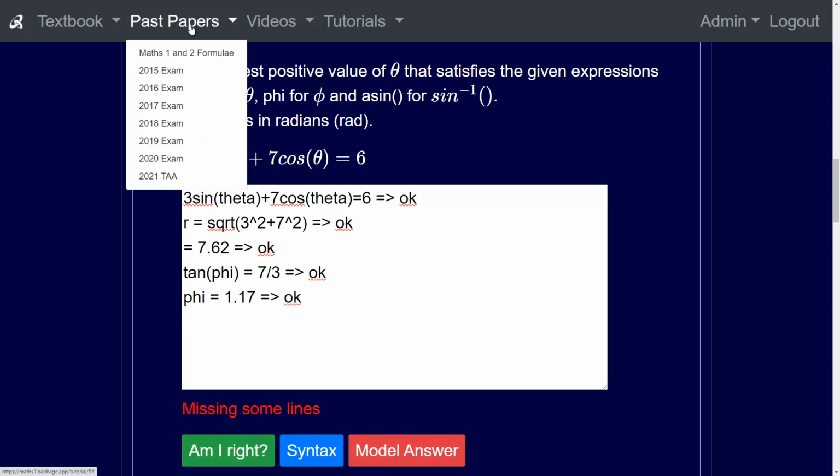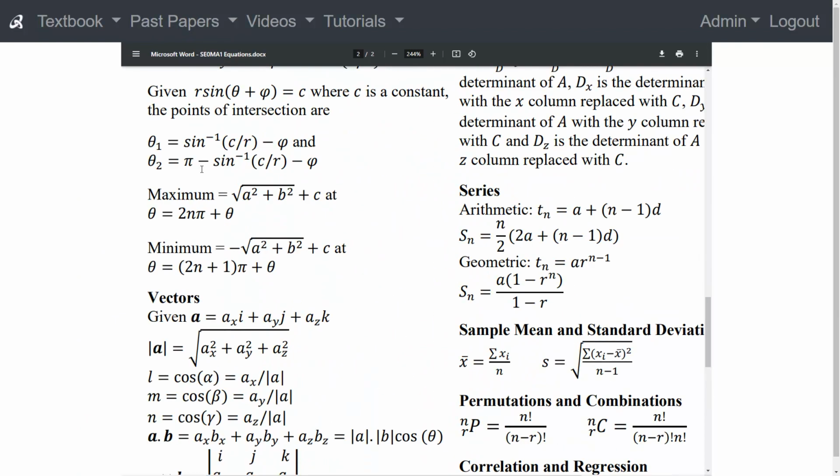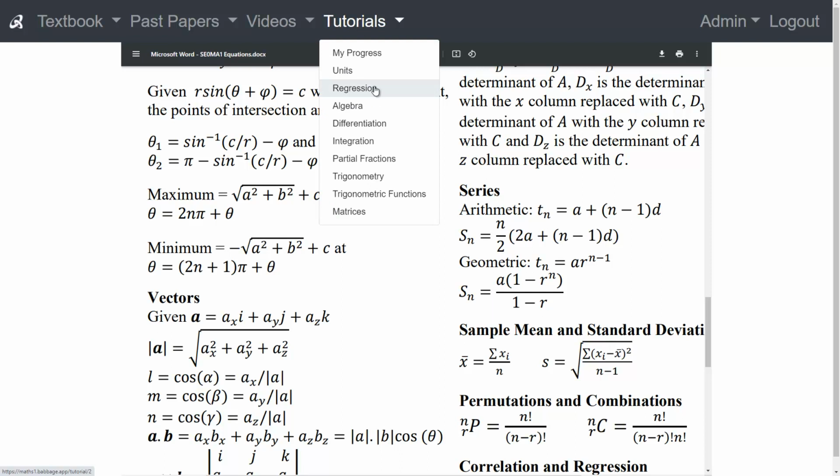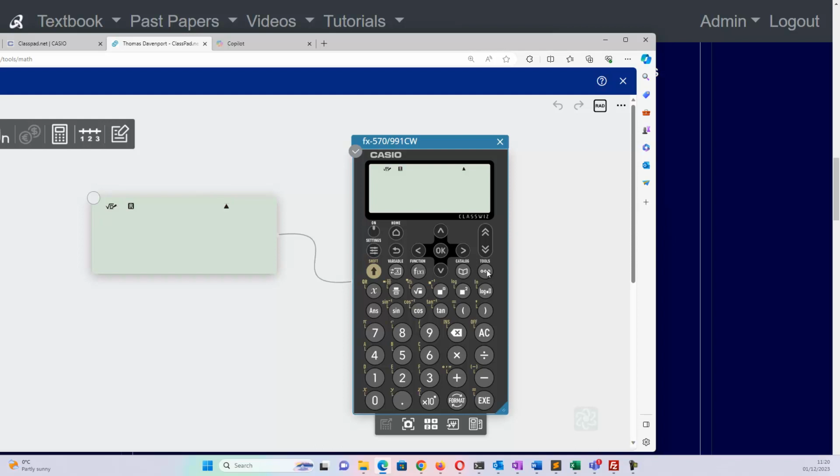Let's find the equations for the smallest value of theta. If we go to past papers, the formula sheet on page 2, we can see that we've got theta 1 and theta 2. So those are the two equations we're going to use. So back to the tutorial. The first thing we're going to calculate is the arc sine of c over r. So shift arc sine, c was equal to 6, and we're going to divide that by variable a, the value we calculated for r, so we'll use that value, recall. Okay, close our bracket, and there's the arc sine.